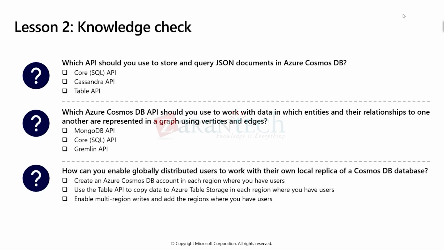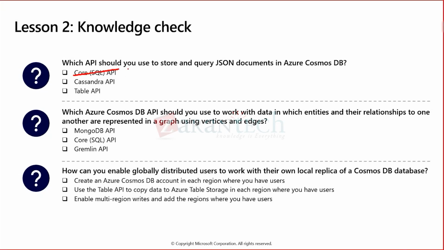So this is the change. Earlier, the name was Core SQL API, but Microsoft recently, in March, changed it to NoSQL API. The correct option is NoSQL API. Core SQL was the older name of the Cosmos DB document database, but they renamed it. There are UI changes and naming changes in Azure, and that is very common in Azure.